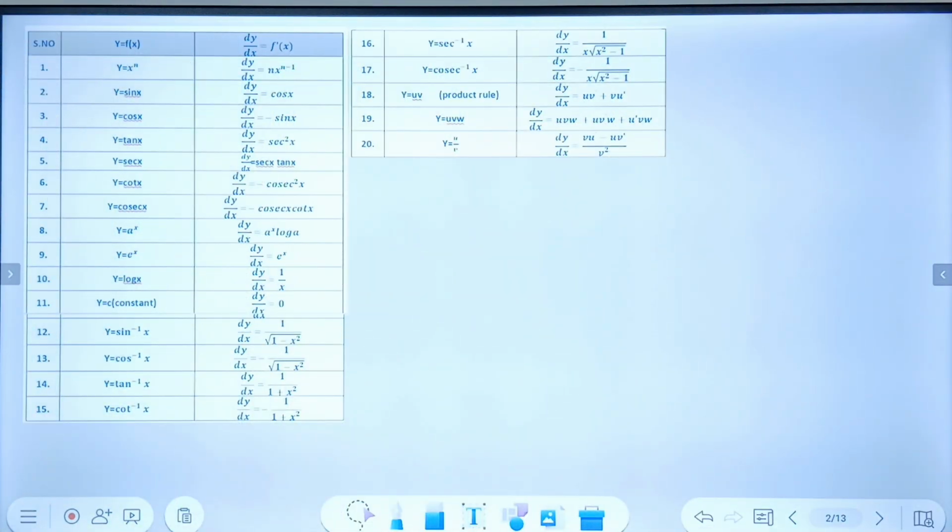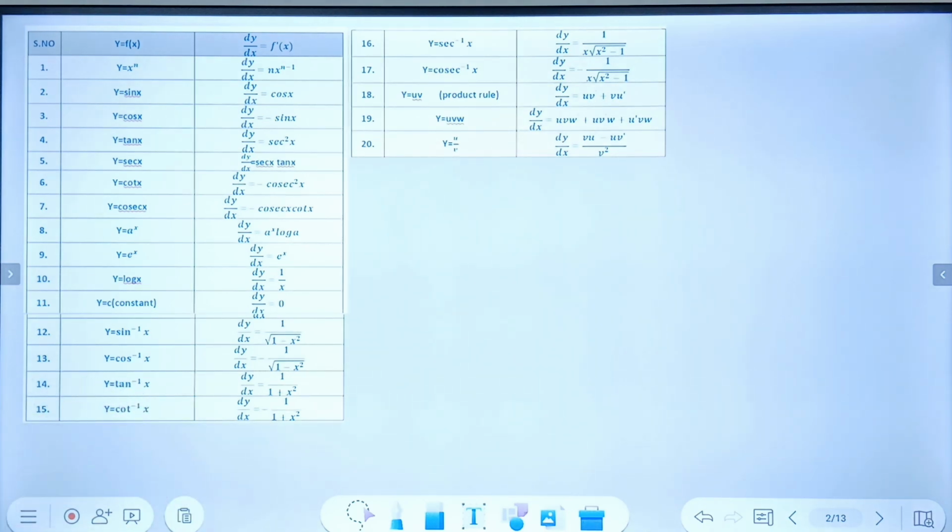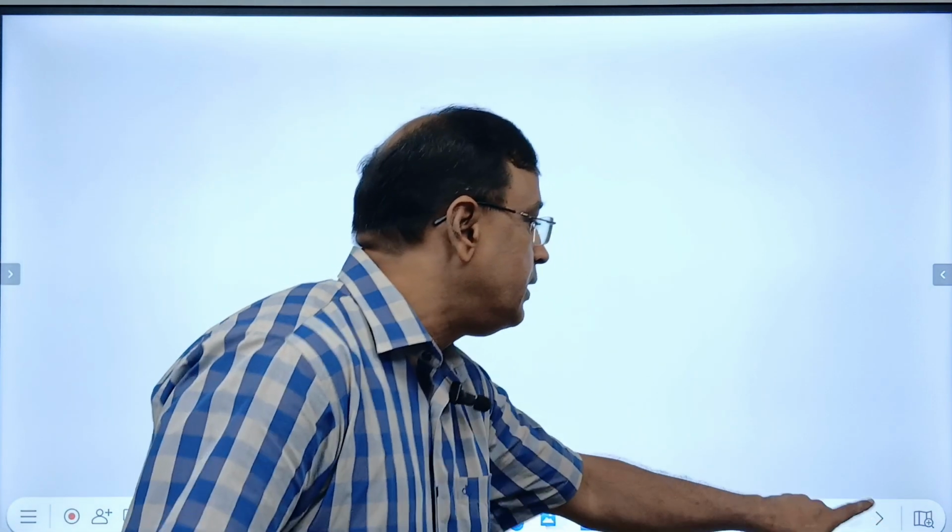Now these are the formulas that I always give you, so you can always keep a note of these formulas, they are very useful to you. Now what is a higher order derivative?